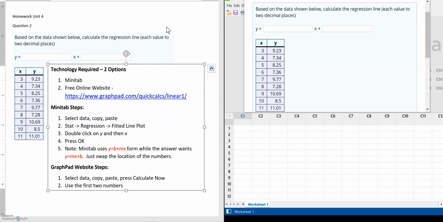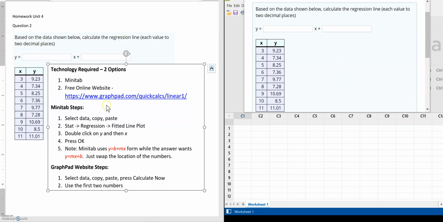Hi everyone, this is question 2 from Unit 4 homework. In this question we have a data set, x and y values for a scatter plot, and we need to figure out the equation of the best fit line, called a regression line as well, and then round each value to 2 decimal places.